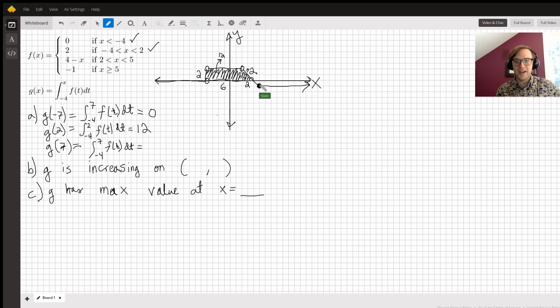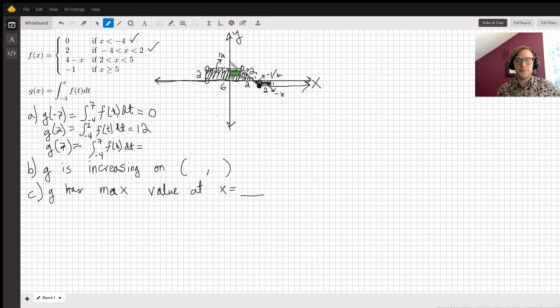And then you can see this little tiny right triangle over here, and it's below the x-axis, so our area is going to be negative. This has a height of 1 and a base of 1. So 1/2 times 1 times 1 is 1/2, and this is negative because it's below the x-axis. Finally, there's this little stretch over here to where x equals 7, and it's this rectangle. The base is 2, and the height is 1. 2 times 1 is 2, and this is a negative area, so this is negative 2.